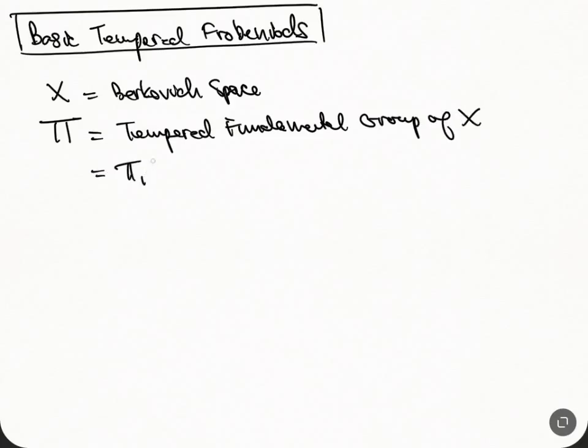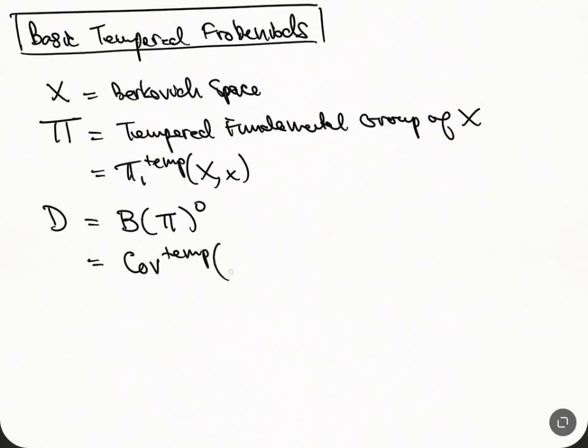And so I'm going to pick a base point. Mochizuki does a lot of work to get rid of base points, and I'm not sure if I should be taking it or not. Anyway, this is going to be the tempered fundamental group, and this is going to be the base category for our basic tempered Frobenioids. So you take the G-sets of this, and then you take the connected components, and this is the same thing as the category of tempered covers of X.